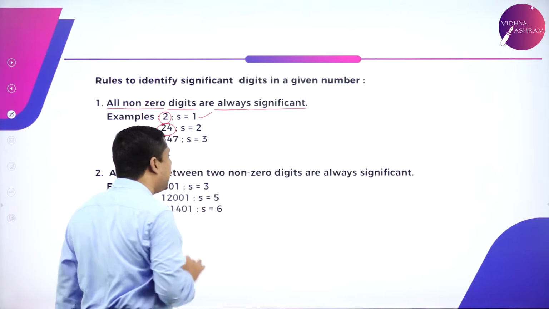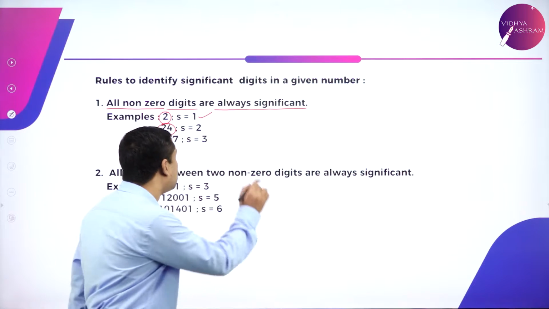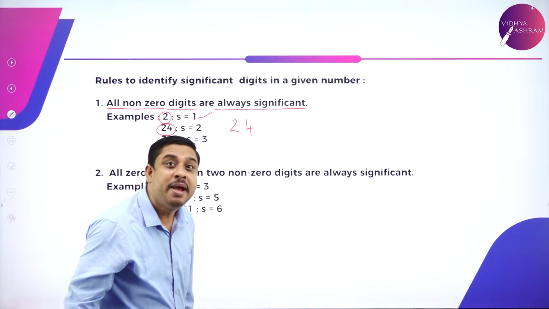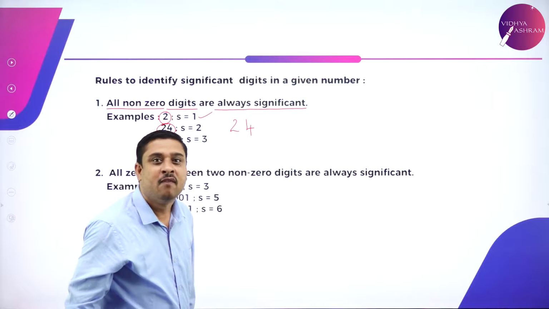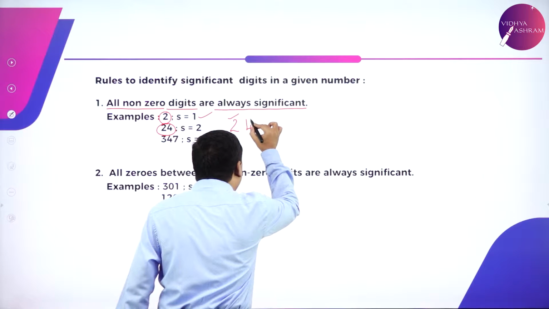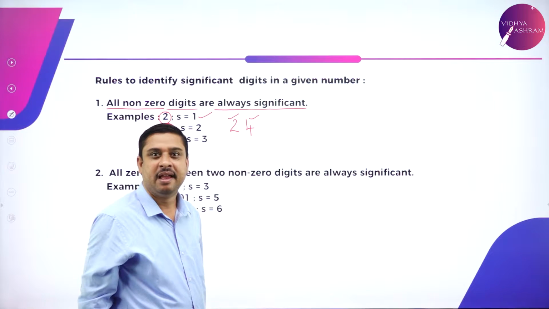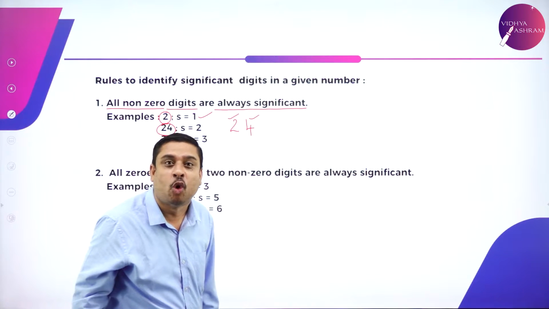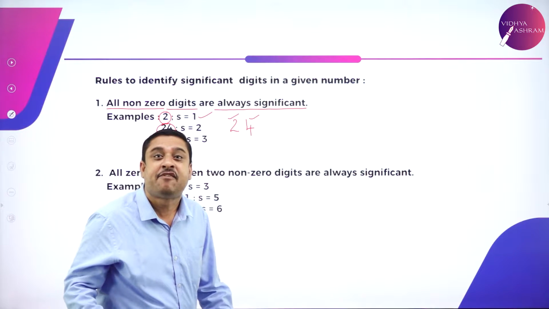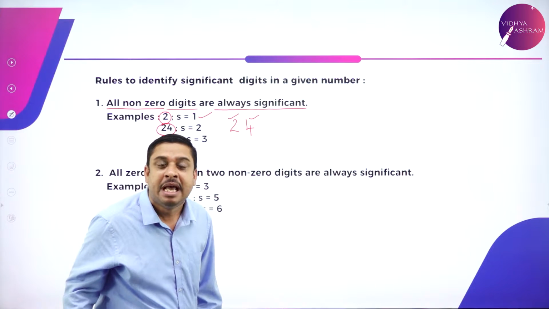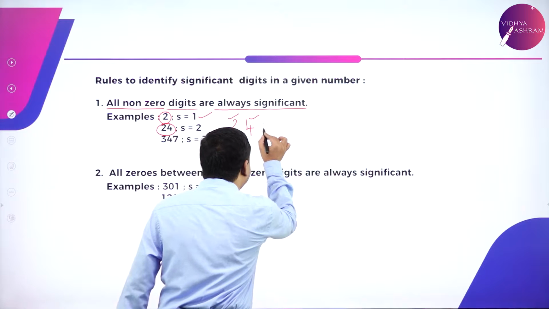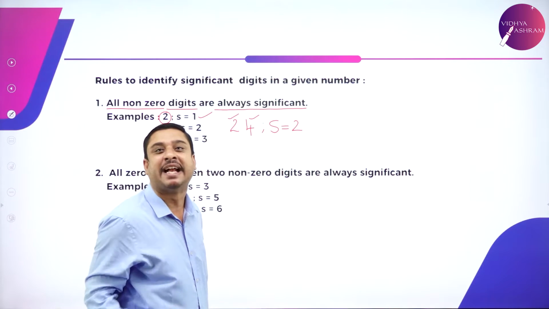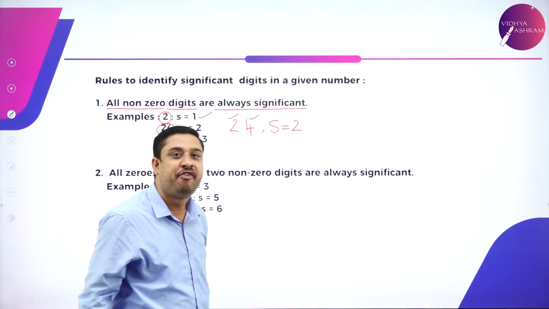Now I consider the number 24. So, I am considering the number 24. How many digits are present? 2. Which are there? The first digit is 2. The next digit is 4. Are they significant digits? Yes. Why? They are non-zero. Both of them have a specific value in the number system. They are non-zero digits. Therefore, I say the number 24 carries 2 significant digits, 2 and 4.